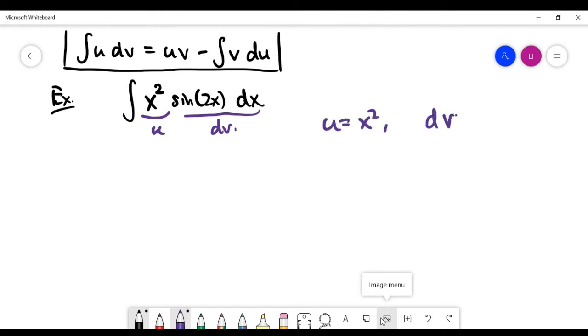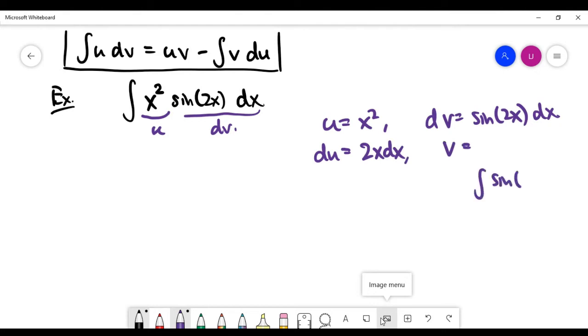So u is x squared, dv is sine of 2x dx, and du is the derivative of x squared, which is 2x. And for dv to v, it's going to be the integral of sine of 2x, right? And sine becomes minus cosine. But because of the 2 here, we have to divide the whole thing by 2. And that's usually how to work out an integral like this.